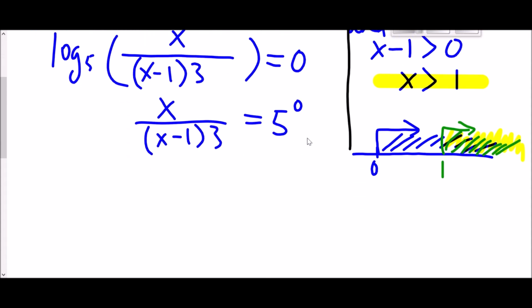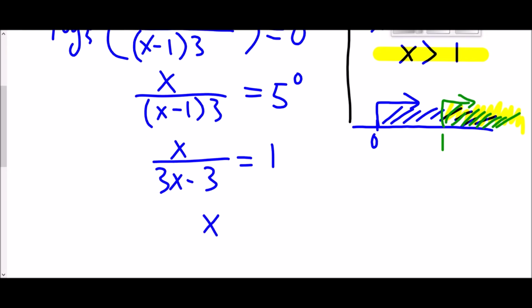Then we can simplify each side a bit more. So here left hand side x, and then the bottom you can distribute the 3. So 3 times x gives you 3x, minus 3 times 1 gives you 3. The other side 5 raised to the power of 0, that gives you 1. Now you can cross multiply, so that means x is equal to 1 times 3x minus 3, which is the same as 3x minus 3.